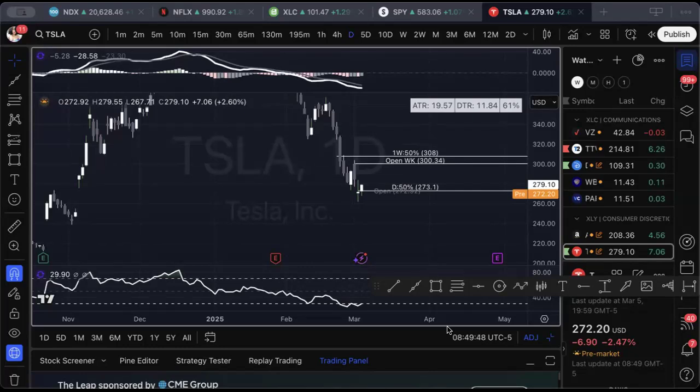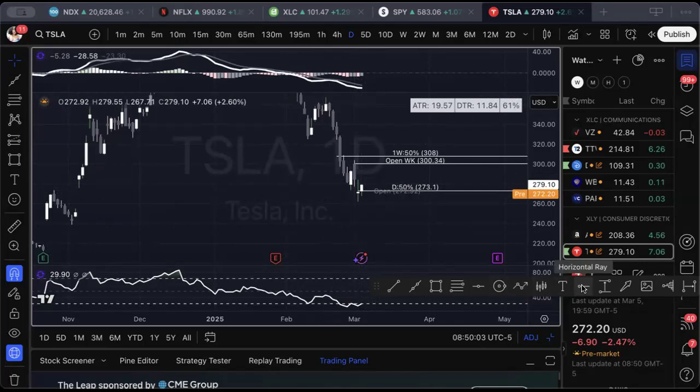Now, yesterday, Netflix had an inside candle, which simply means that the daily candle traded within the range of the previous candle. So it did not break the high or the low of the candle that came before it, which is very simple to mark out when it comes to your trade idea.